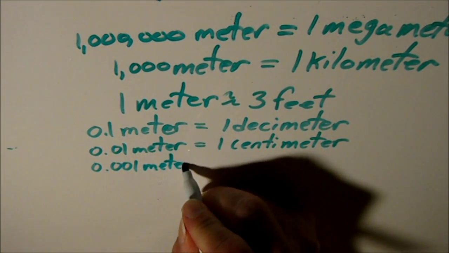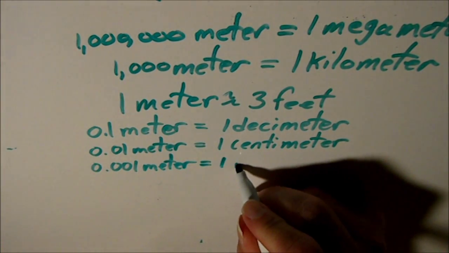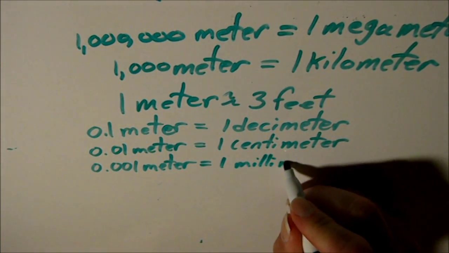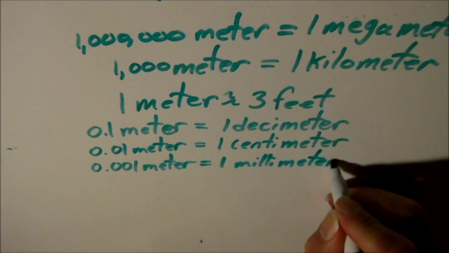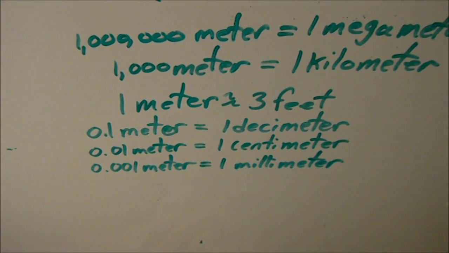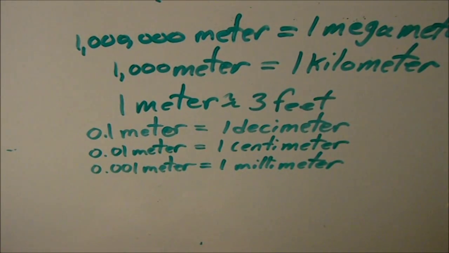1,000th of a meter is 1 millimeter. Okay? There used to be a coin called a mill, and it was 1,000th of a dollar. That's also where we get the word millage, tax, because the tax is based on a mill.